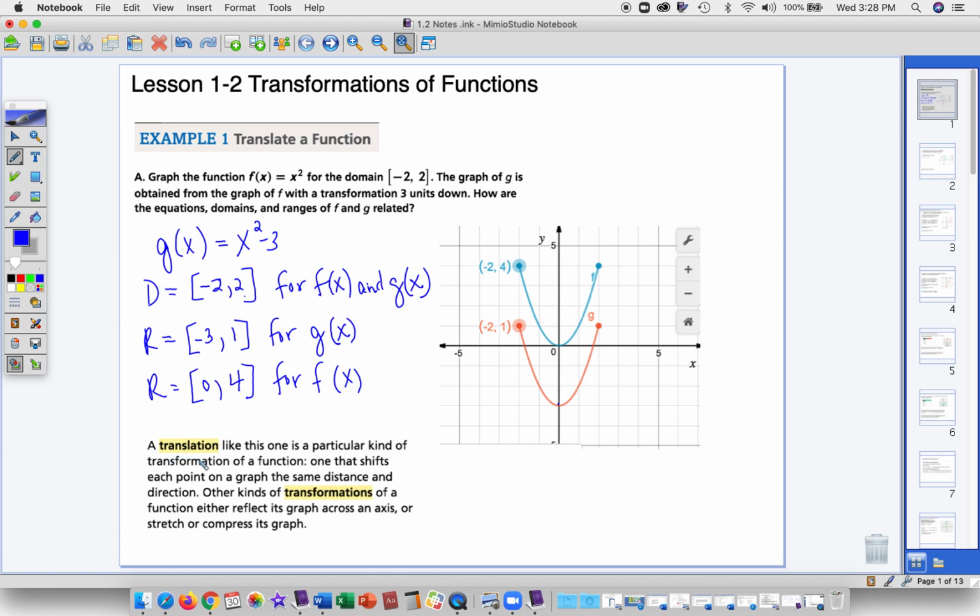So this is called a translation. A translation like this one is a particular kind of transformation of a function, one that shifts each point on a graph the same distance and direction. Other kinds of transformations of a function either reflect the graph across an axis or stretch or compress its graph. So we're going to look at both of those things, reflections and stretches and compressions.